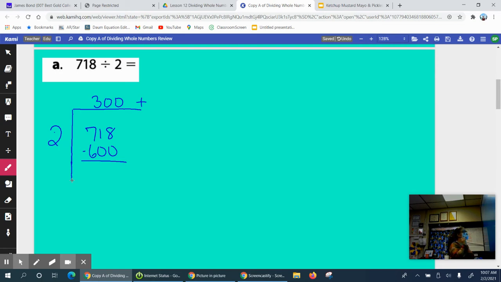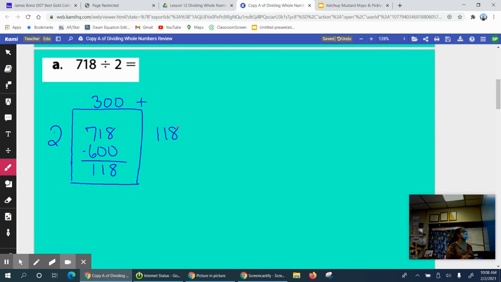And I get 8 minus 0 is 8. 1 minus 0 is 1. 7 minus 6 is 1. That's 118. All right. I'm going to go ahead and make my box. I'm going to bring over my 118 and go back to the beginning, right? 118. What? Can I slow down?